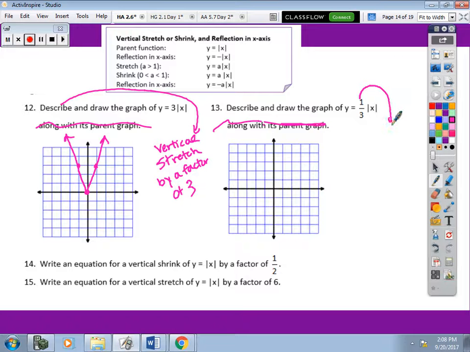The next one, you can see that 1/3 is between 0 and 1, so it's shrinking it vertically. This is a vertical shrink. You could just say of 1/3 or by a factor of 1/3. And again, that's because it's taking all of the y values and reducing them by a factor of 1/3. So to graph this, we would plot, see if you shifted at all, which we don't, then do our slope, which will be up 1 and over 3.